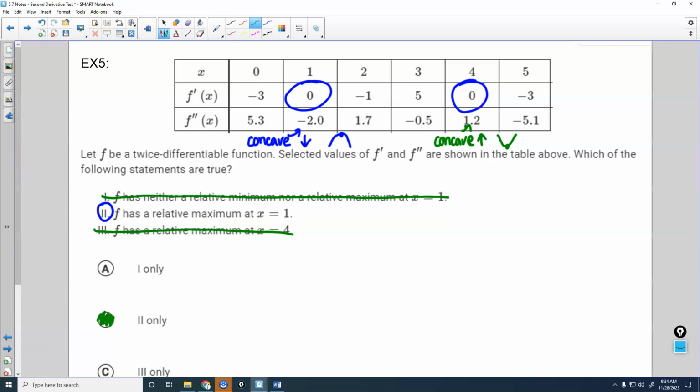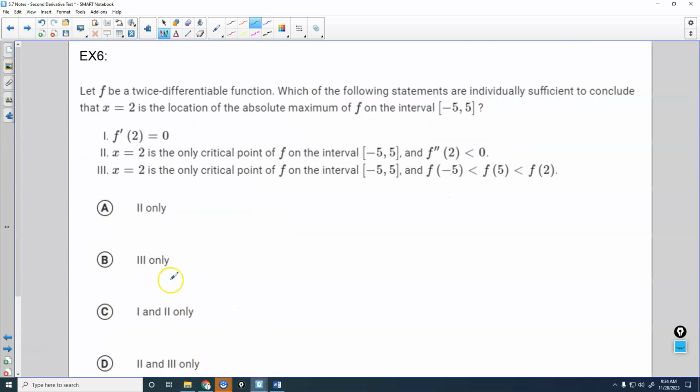Okay, questions? All right, let's look at another one. f is a twice differentiable function. Which of the following statements are individually sufficient to conclude that x equals 2 is the location of the absolute maximum on the interval from -5 to 5?